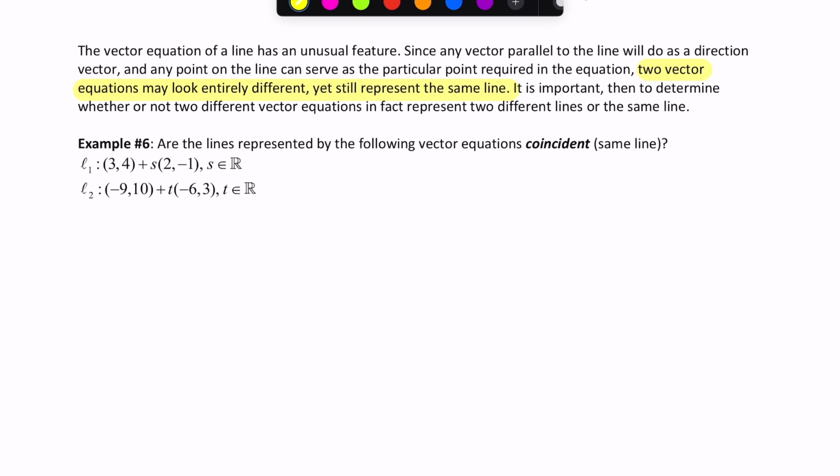Okay, so here, are the lines represented by the following vector equations coincident, which means the same line. And so line 1 is 3, 4 plus s 2, negative 1. S is an element of real numbers. Line 2 is negative 9, 10 plus t negative 6, 3. T is an element of real numbers.